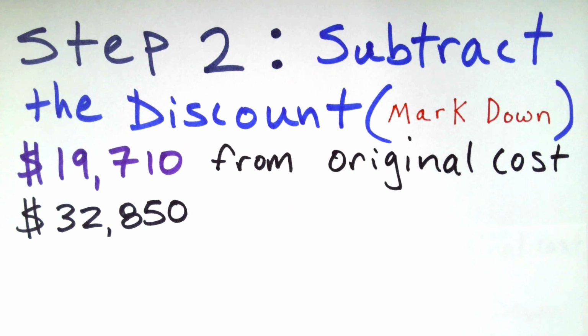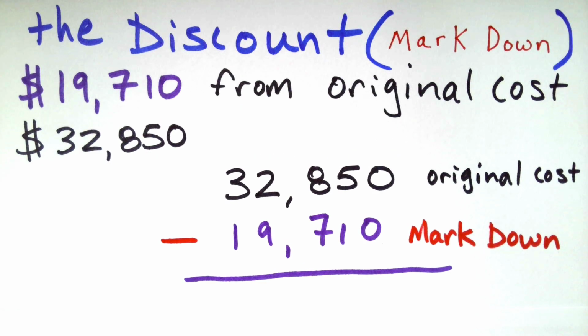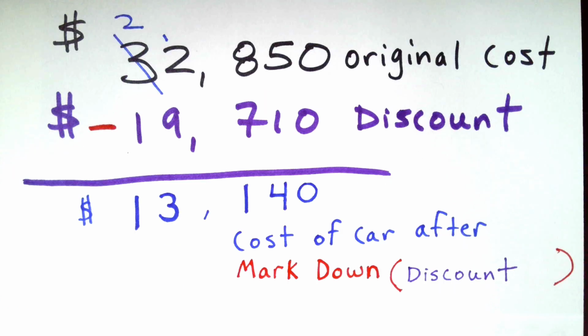Okay, so step 2, you want to subtract that discount, which is called the markdown, $19,710 from the original cost of the car, $32,850. So you can see this here. Original cost, $32,850 minus the markdown, percentage off, or the discount, $19,710. All right, so let's do it.